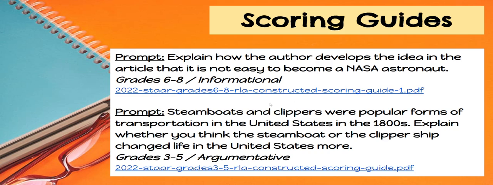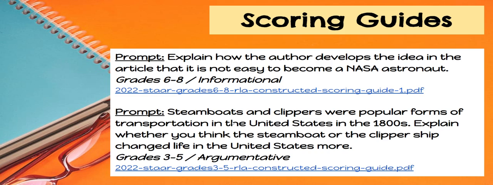Yeah, scoring guide. You should be able to find it. Anyway, the prompt was: explain how the author develops the idea in the article that it is not easy to become a NASA astronaut. It's a very long document, and it shows you how students that got a 10, and from 0 to 10, their essays and why they got that score, and it explains the rationale for those scores. Keep in mind it's 6th grade, but you can still get a lot of information from that.